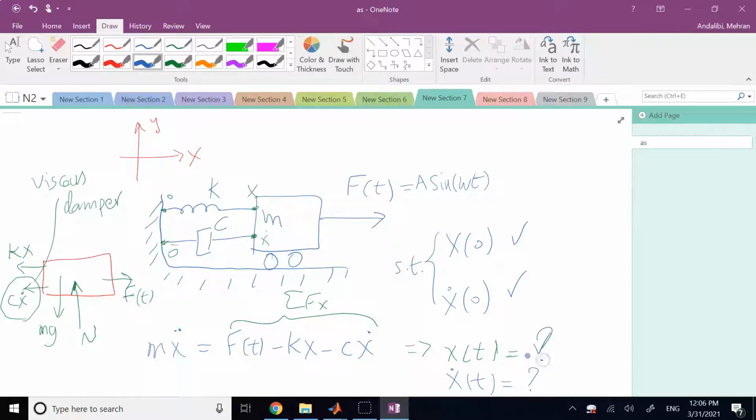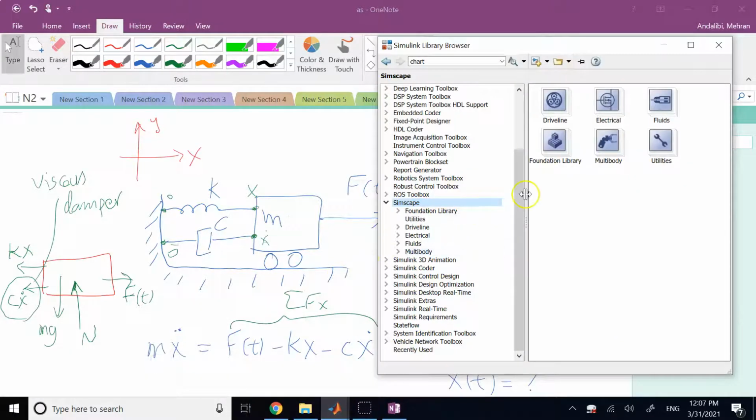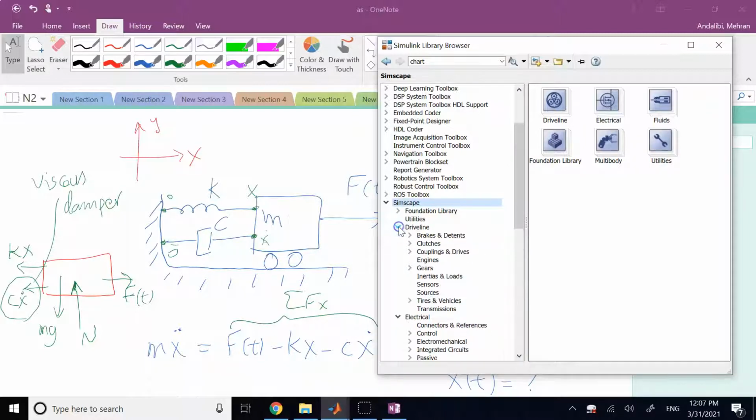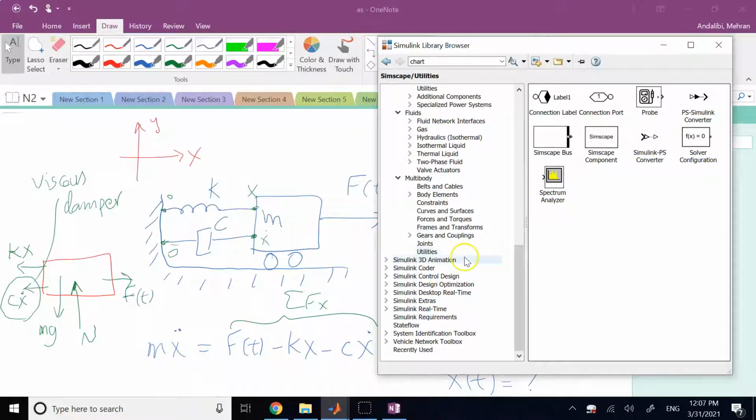I want to see them on an oscilloscope. Can I do that? The answer is yes. And in order to do that, you need to go under Simscape. And then there are different types of things. You have multibodies, fluids, electricals, driveline, utility blocks, and there are so many different things that you have.